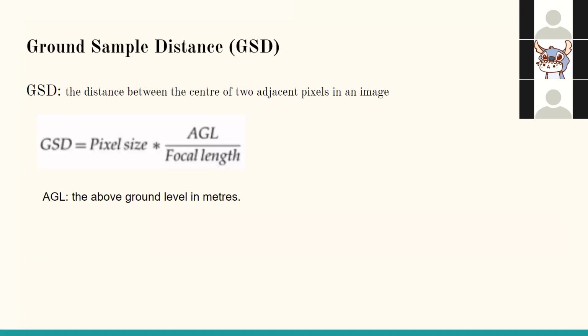A key aspect to collect data is whether the sensor and the flying height combination will yield images of sufficient resolution. It is important to calculate the ground resolution, often called GSD, which is the distance between the centers of two adjacent pixels in an image. Next, Janet will talk about the surveillance.